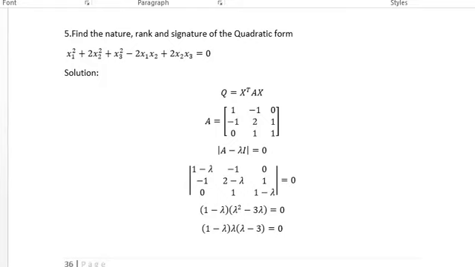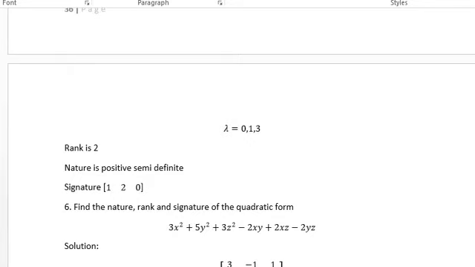So this is a symmetric matrix, we know that. Now it is a 3 by 3 symmetric matrix. Now our next step is to find the eigenvalues. How to find the eigenvalues? Determinant of A minus lambda I is equal to 0, in which lambda is the eigenvalue. So by solving it, we get lambda as 0, 1, 3.